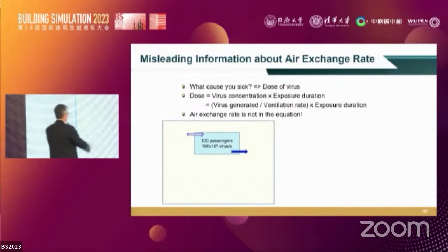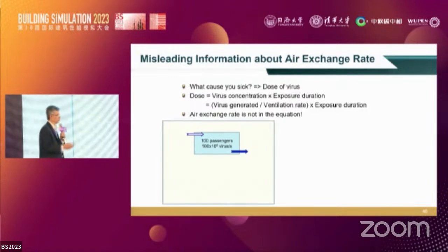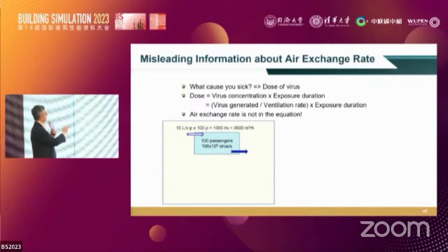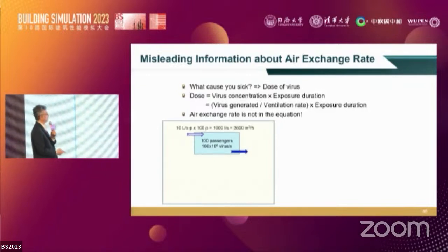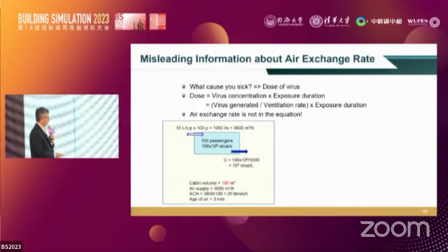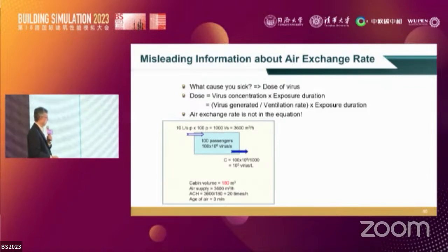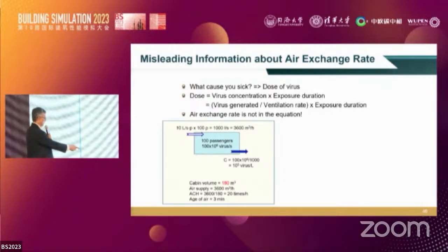I have 100 passengers and each passenger generates so many viruses. And then you look at a 10 liter per person ventilation rate, and then you can easily calculate what the concentration will be. So in this case, if the cabin volume is 180 cubic meters, as a result, the air change rate is very high, 20 times.